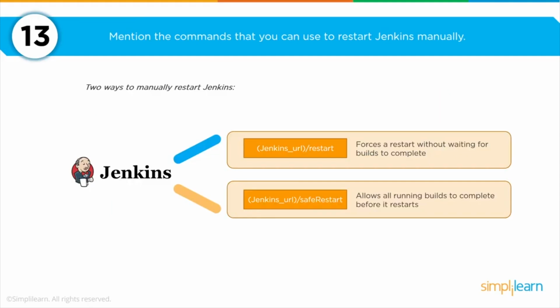Occasionally, you will also want to restart Jenkins. So it's good that when a question around how to restart Jenkins manually comes up, you have the answers. There are 2 ways in which you can do it. One is you can force a restart without waiting for builds to complete by using the Jenkins URL for your environment /restart. Or you can allow all running builds to complete before the restart, in which case you would use the URL for your Jenkins environment /safe-restart.